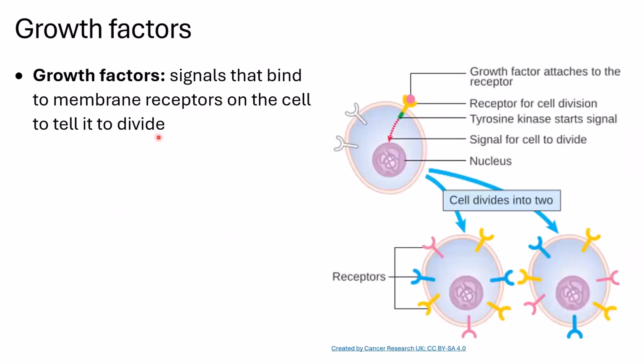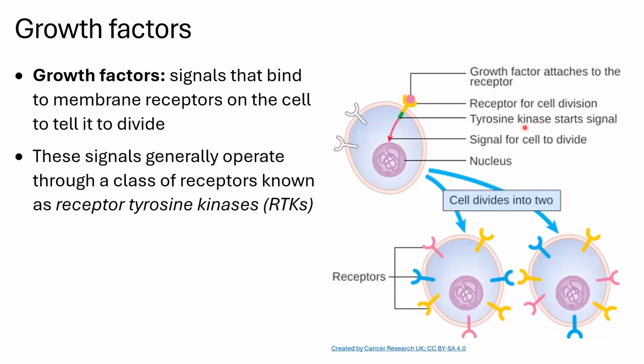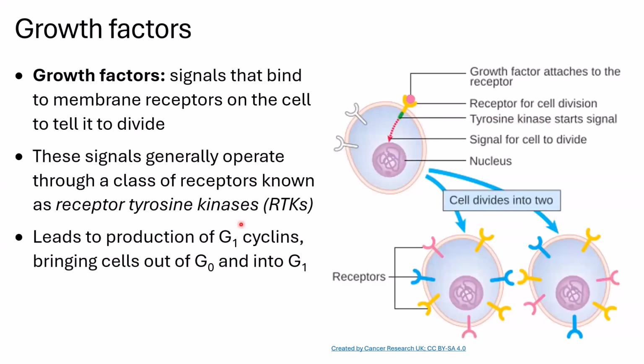Growth factors are signals that bind to membrane receptors on the cell and tell it to divide. The membrane receptors they bind to are usually called receptor tyrosine kinases. You don't have to remember the name for this class, but just know that the signal from the growth factor leads to the production of G1 cyclins, which activate specific CDKs that bring the cell out of the G0 phase and into the G1 phase, eventually leading to cell division.